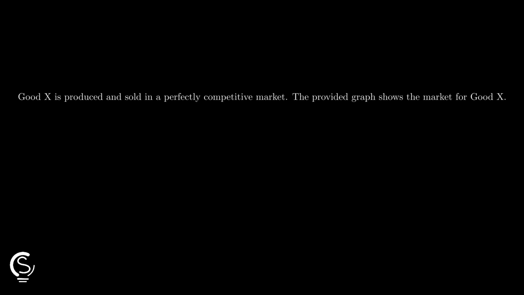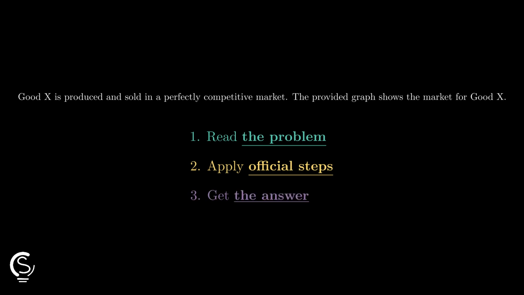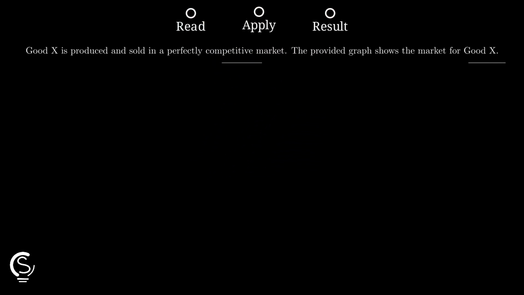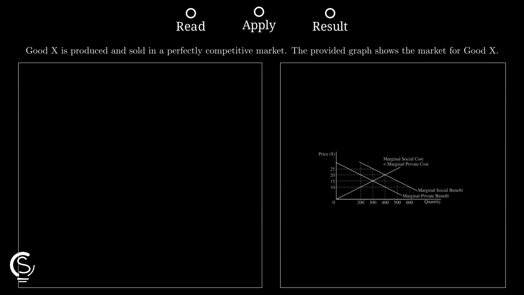In Part A, the market equilibrium occurs where marginal private benefit equals marginal private cost. Based on the graph, this intersection occurs at a price of $15 and a quantity of 300 units.